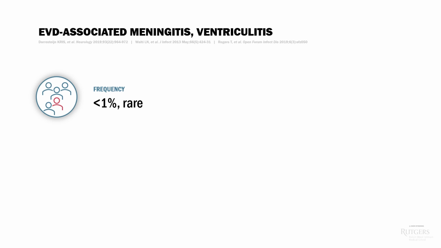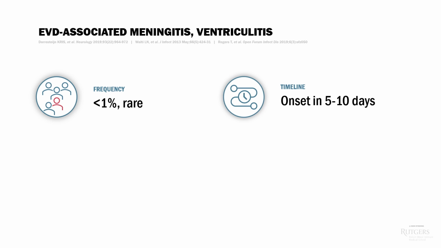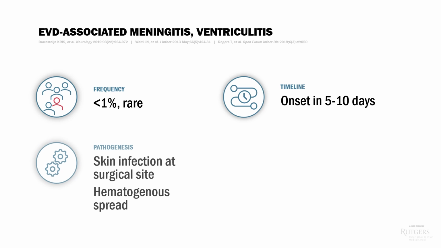If an infection happens, it most likely starts around 5 to 10 days after placement. The longer the device is in place, the higher the risk. The source of infection is either skin infection at the site of EVD placement, contamination of the system through the access ports, or hematogenous spread of some systemic infection.